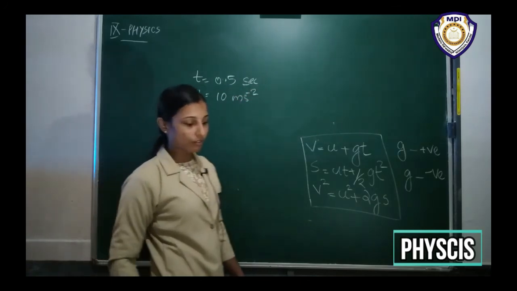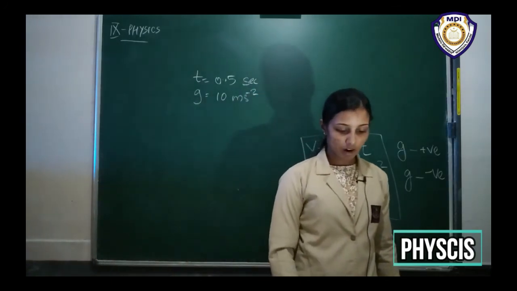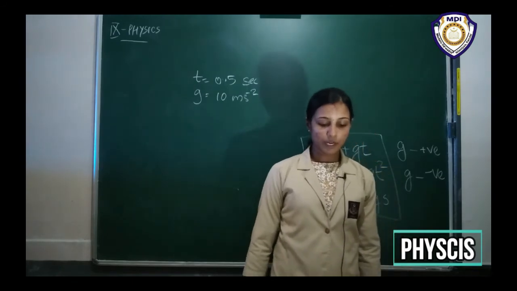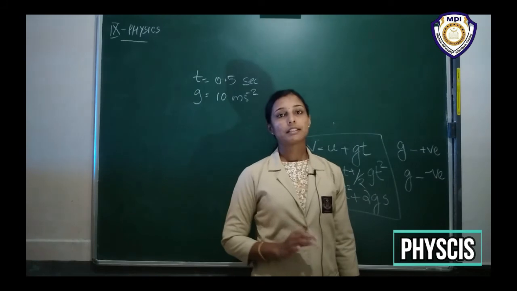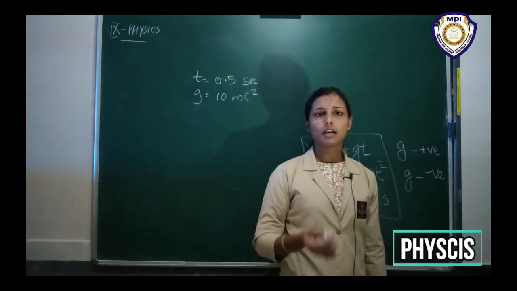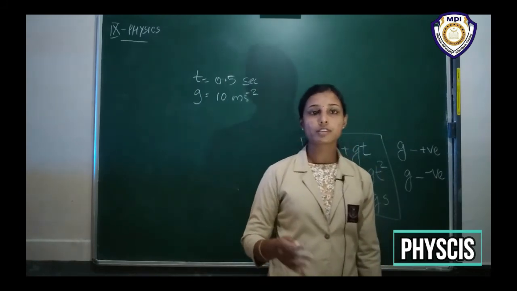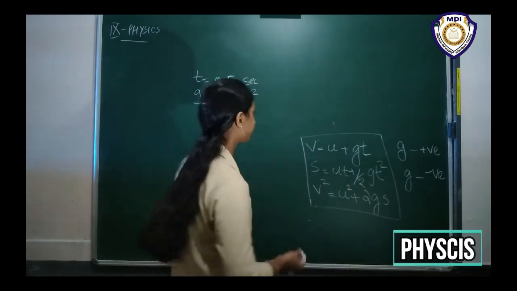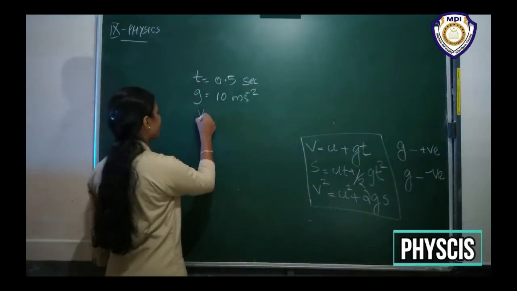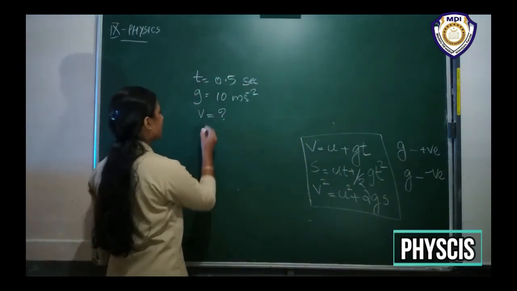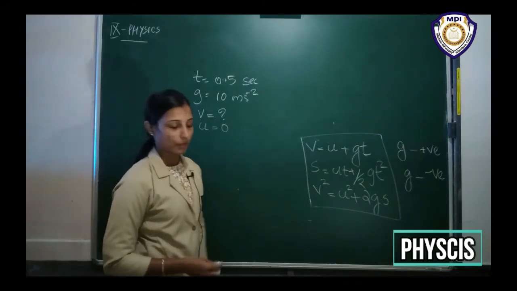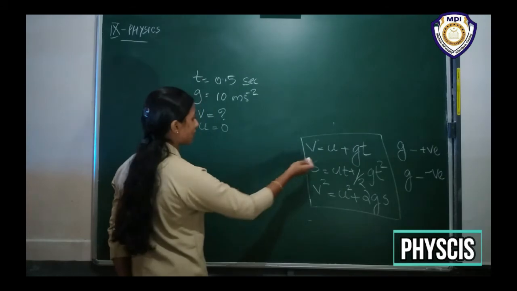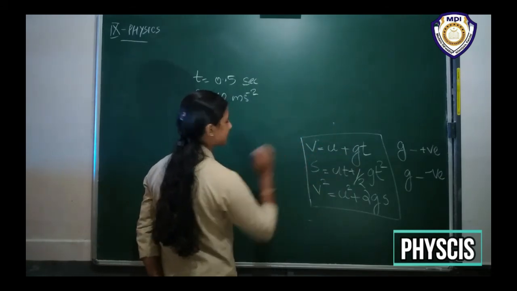And what we have to find? First question, we have to find its speed on striking the ground. So we have to find v, that means velocity. Speed means its magnitude. The magnitude is equal to its velocity, right? So we have to find v, and we know u is equal to 0. Initial velocity will be 0, and we have the equation v is equal to u plus gt.